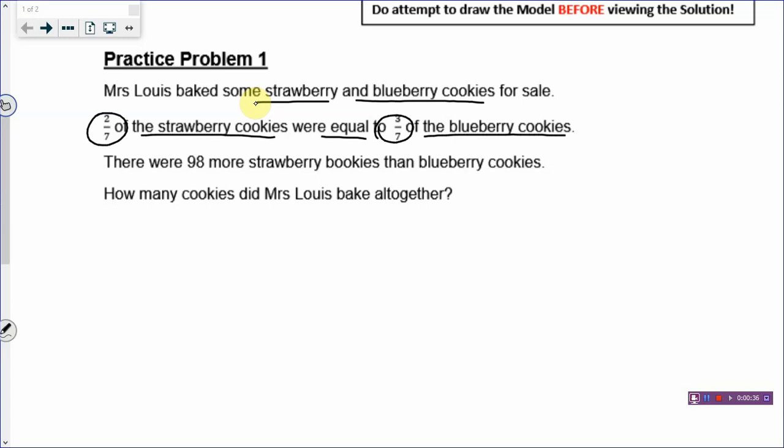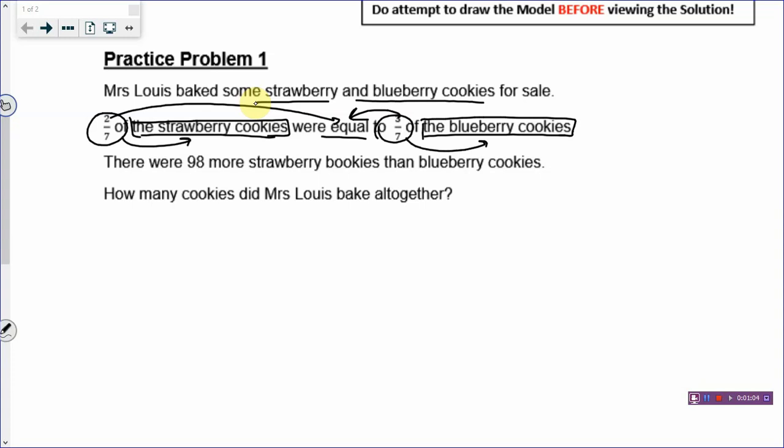So the first fraction refers to the noun, which is the strawberry cookies. And then if you break up, how do you break up? So the strawberry cookies has 7 and 2 boxes were equal, okay? All right, how about the other fraction? Now the other fraction refers to whatever that's behind, the noun, the name. Okay, and the blueberry cookies has total 7 and 3 boxes equal as well.